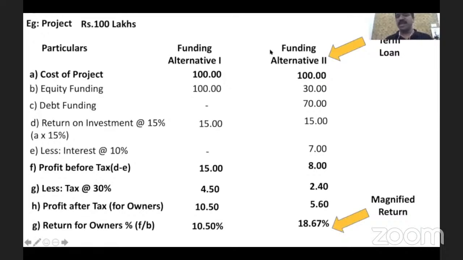But here there is an assumption. The assumption is that in both scenarios, I am saying the return on investment is the same. And it also means that market condition is good. And if the market condition is not good, the term loan itself will become a bigger burden.